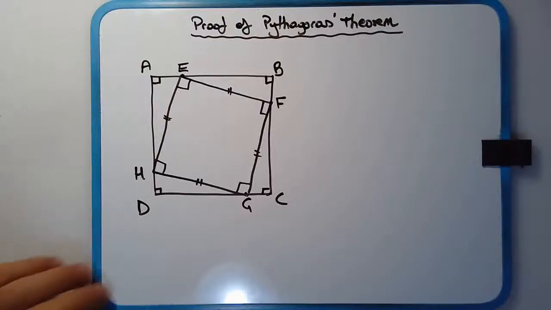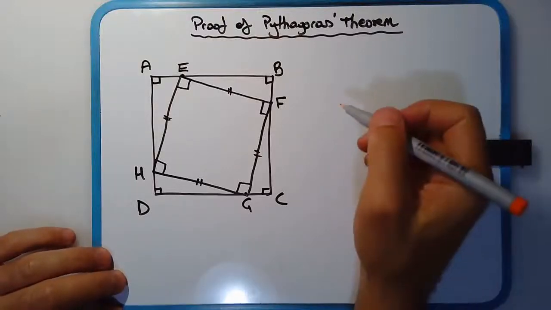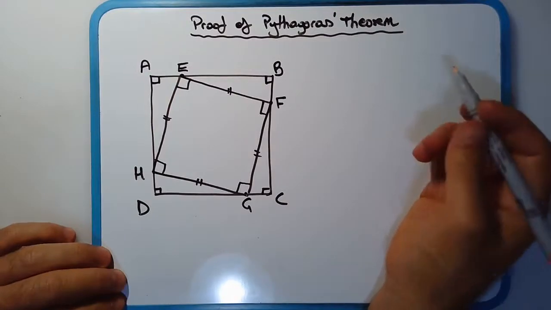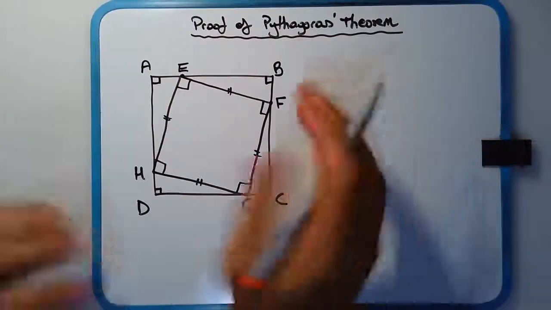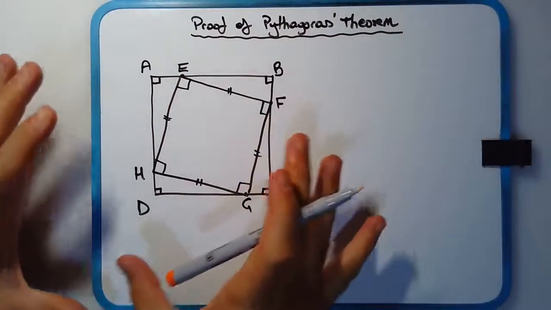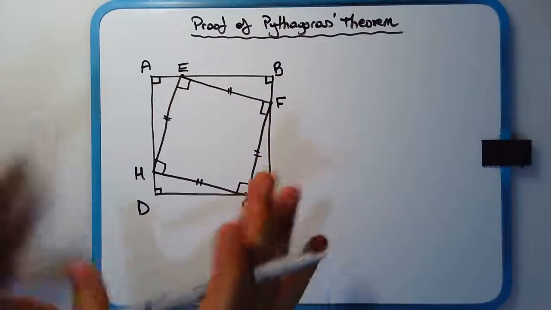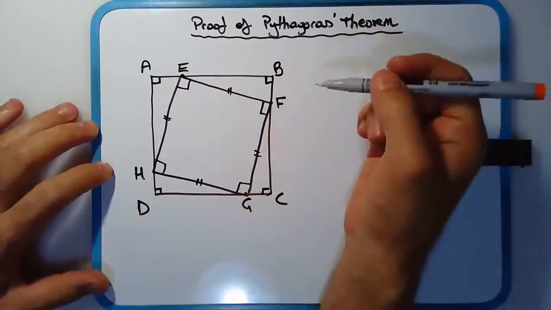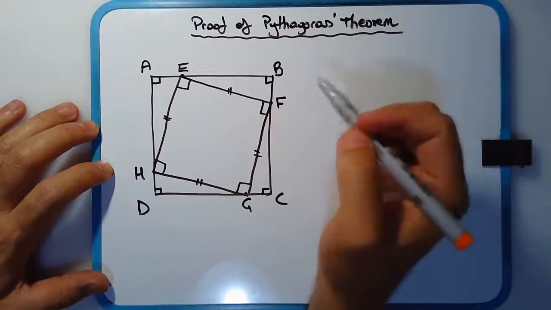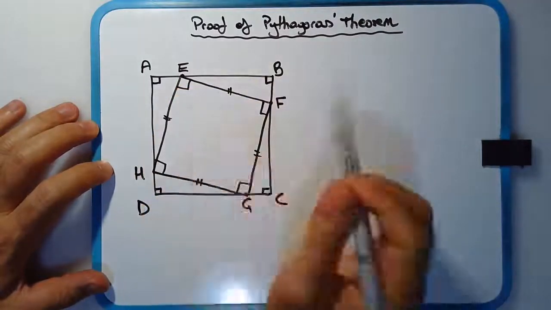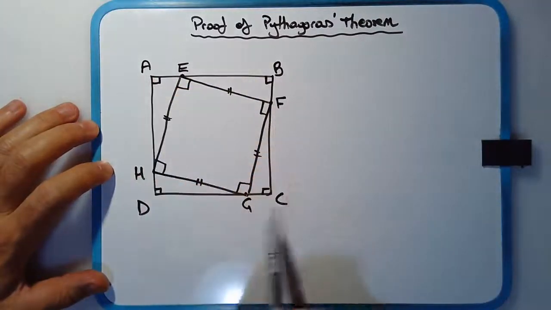Let's have a look at the proof of Pythagoras' theorem, that is a squared plus b squared equals c squared. So I've just set up the diagram here just to make it a bit easier and a bit quicker for the sake of the video. What I've done is I've drawn a large square, and we'll call this square ABCD.